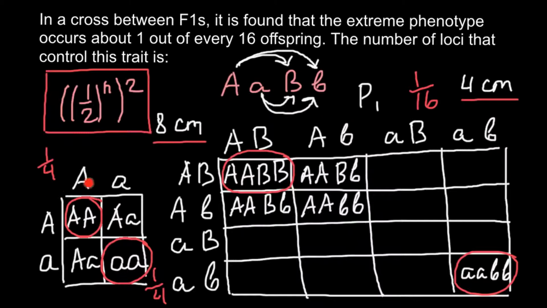So here is a tendency. When a trait is under control of one allelic pair, the extreme genotype and phenotype would be 1/4. When we have two allelic pairs, the extreme phenotype would be 1 out of 16. So as you see, the trend is very easy to predict. When we have only one allelic pair, the extreme genotype would be 1/4. When we have a trait under control of two allelic pairs, the extreme genotype would equal 1/16, and when we have three allelic pairs, the extreme trait would be found in the frequency 1 out of 64.